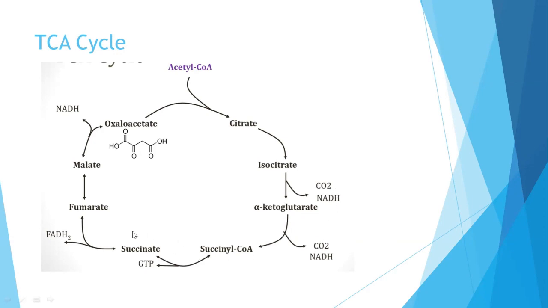This succinyl-CoA forms succinate, and now this succinate can further form FADH2 and fumarate. So what we have by far is 2 CO2, 2 NADH, 1 GTP, 1 FADH2. And again, that goes on to form a malate molecule, which again forms NADH. So we have the 3 NADH molecules here. And again, this malate forms oxaloacetate and the cycle continues. And this is called the TCA cycle.